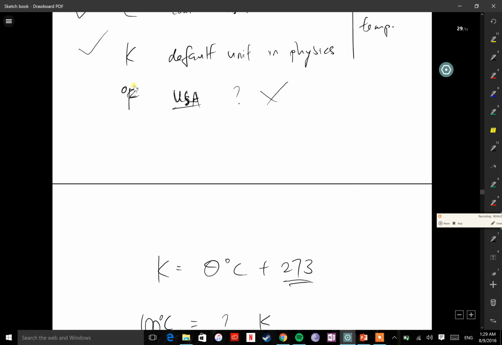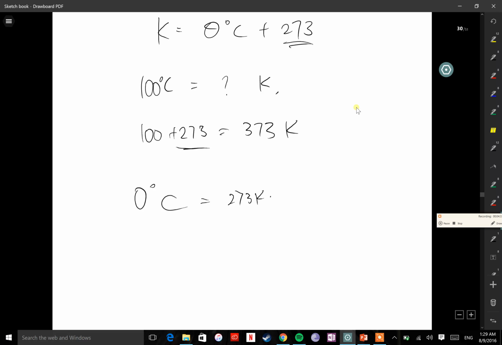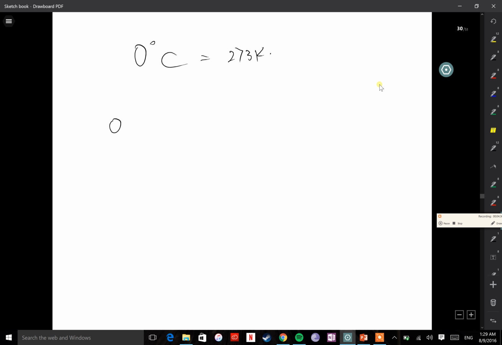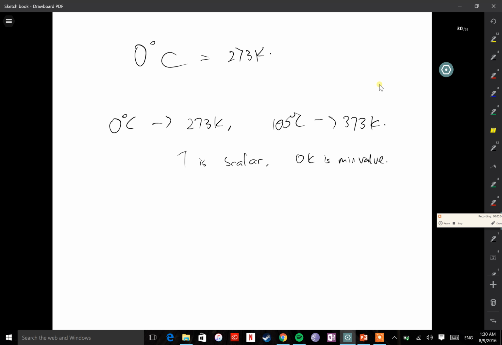Now, why do we use Kelvin as the default unit? There's another reason. We know that 0 degrees Celsius corresponds to 273 Kelvin, and 100 degrees Celsius corresponds to 373 Kelvin. Because temperature is a scalar, remember that T is a scalar, there is no reason why it can be negative. So you expect that 0 Kelvin is the minimum value. There shouldn't be anything lower than 0 Kelvin. Of course, if you further study your physics, you know that what I say here is not exactly true, but for now, this is true. Things cannot go below 0 Kelvin.